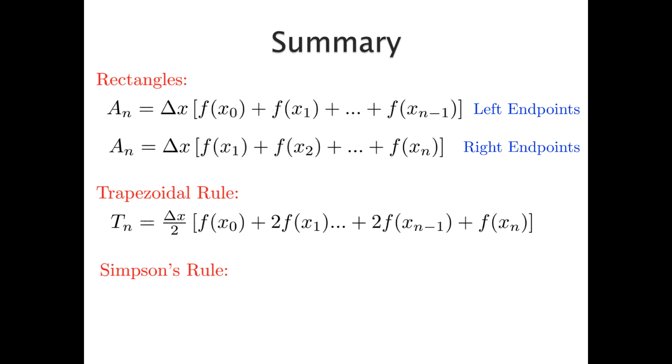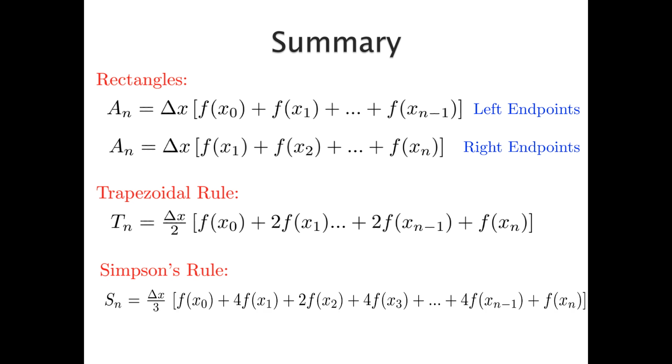And then for Simpson's rule, the rule looks a little bit more complicated, but it's not too bad. We have this pattern of 1, 4, 2, 4, 2, 4, 2, 4, 2, 1. We have these coefficients we're multiplying by, and we have this delta x over 3 out in front. So it looks really awful the first time you see it, but when you actually sit down and do an example, it's not so bad.